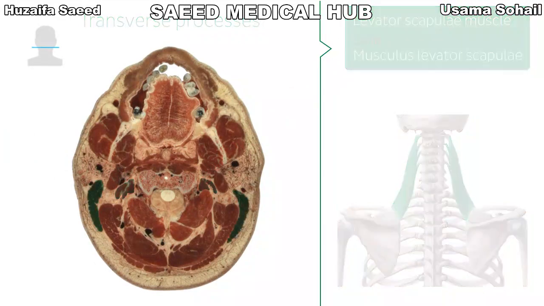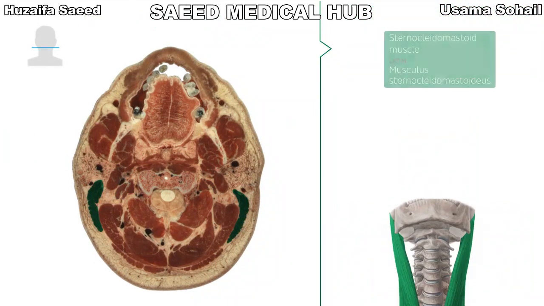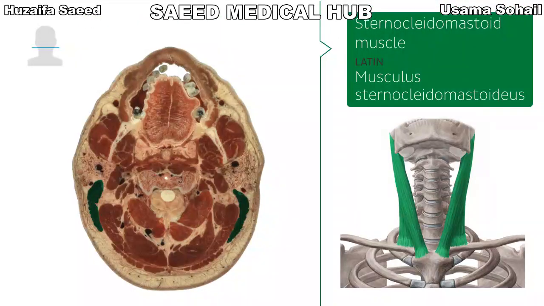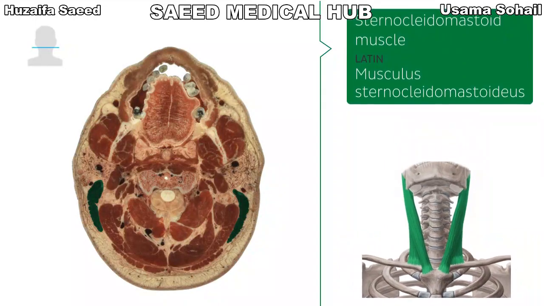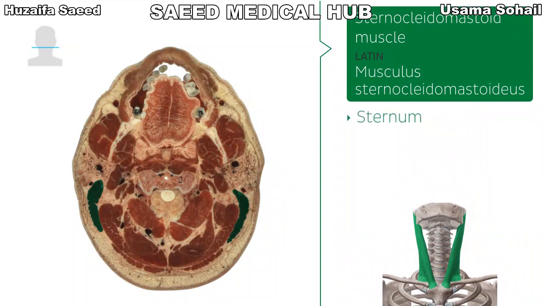Moving out laterally, we come across another muscle, the sternocleidomastoid. The name of this muscle comes directly from its origin and insertion sites. It originates from the sternum and the clavicle, and it inserts into the mastoid process of the temporal bone. Like I mentioned earlier, this muscle is found posterior to the parotid gland.